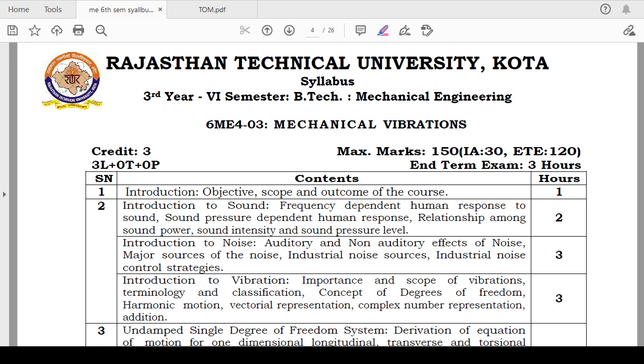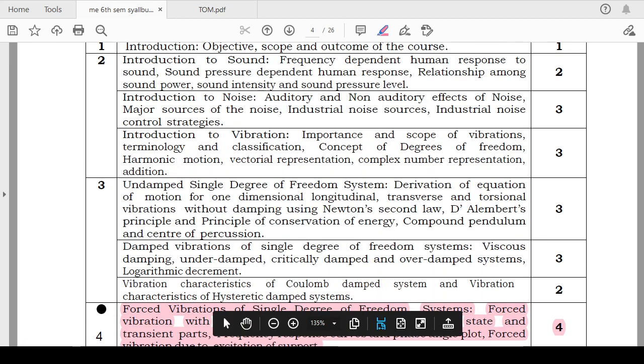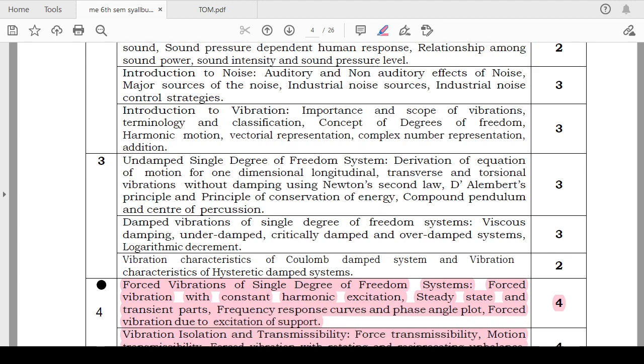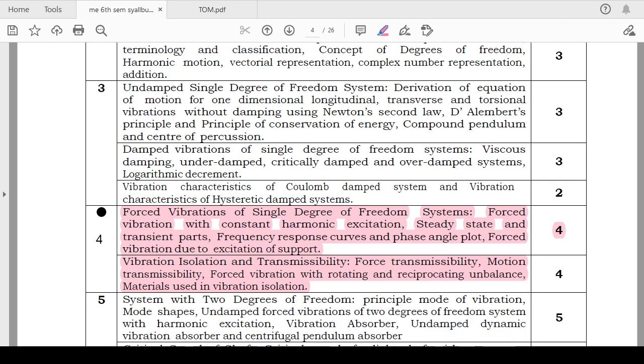Then we started with the introduction of sound, followed by introduction of noise, then introduction to vibration, which we have studied in unit 2. Then undamped vibration, meaning natural vibration or free vibration, we have studied. Then damped vibration we have studied, as well as the vibration characteristics of Coulomb damped system. We have also covered a few numericals related to this particular unit 3 as well. So you can go through those videos in the previous recorded sessions of this subject.